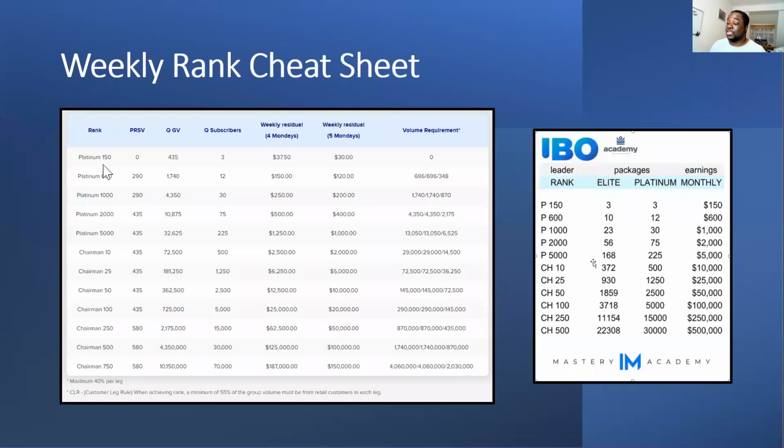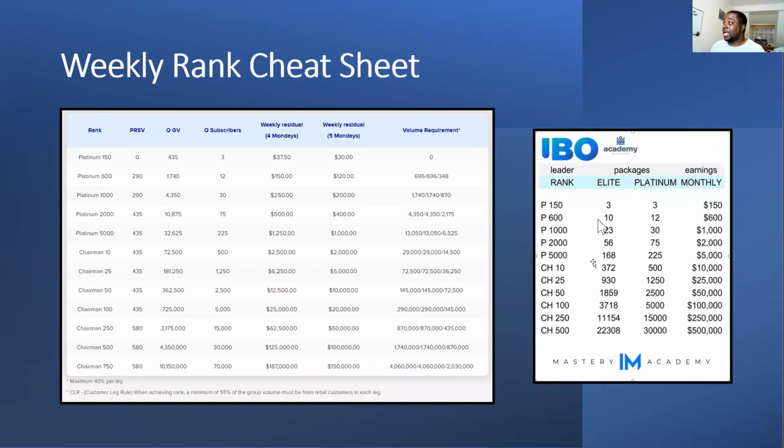Okay. Weekly rank cheat sheet. You will see this in the rank report, and you'll see here the cheat sheet, the 3 legs. You can see here how much volume you need on each leg and so forth, and how much you get on the 4 Mondays, the 5 Mondays, which we had last month. We had our money split over 5 weeks. It was terrible. Last Friday, we got back to the 4-week Monday, so we started getting our money again, which was really good.